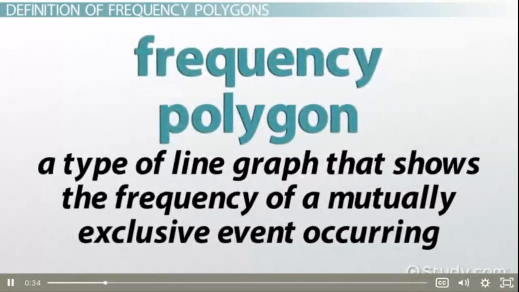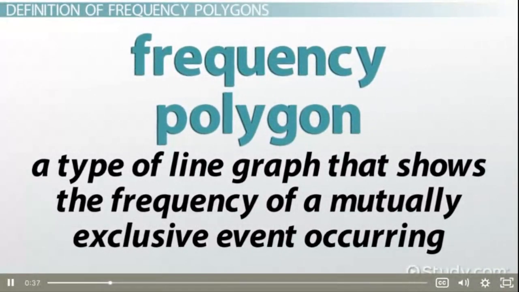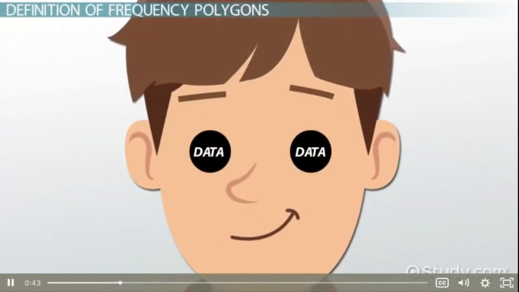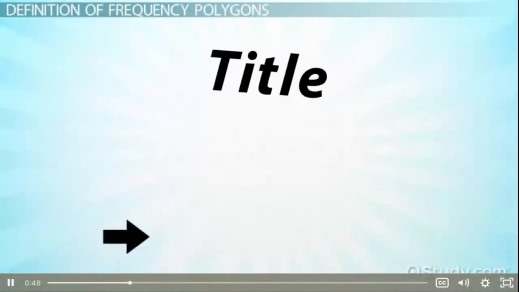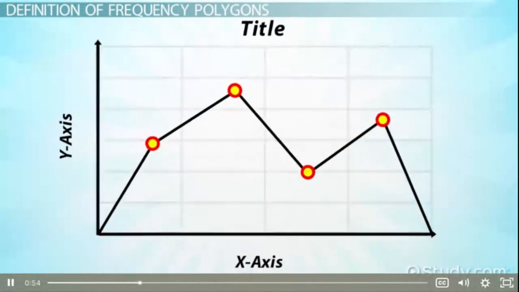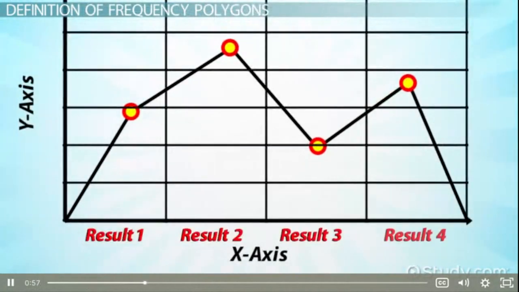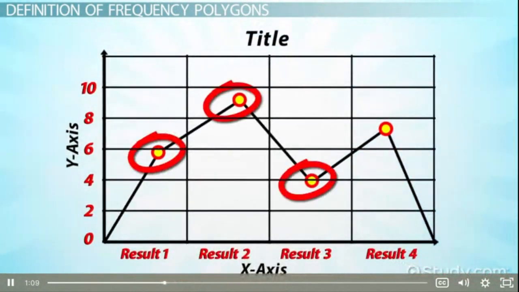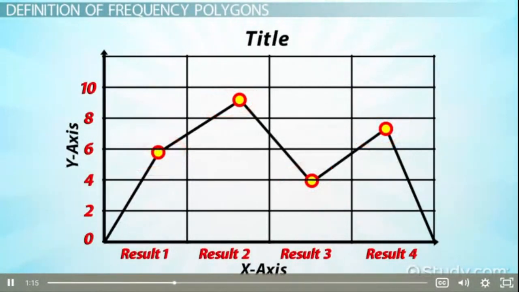A frequency polygon is a type of line graph that shows the frequency of a mutually exclusive event occurring. Seeing the data in this format helps us visualize and understand it better. All frequency polygons must have a title, x-axis, y-axis, and data points with a line connecting them. The x-axis shows each of the mutually exclusive results from the data. The y-axis is a scale that shows the frequency of that result in the data. The data points are dots on the graph that align each mutually exclusive result with the frequency of its occurrence. Then a line is drawn.